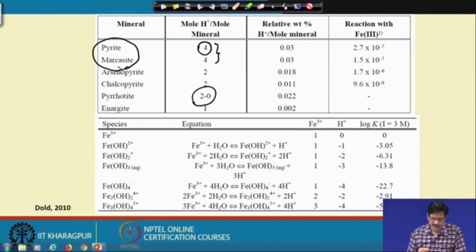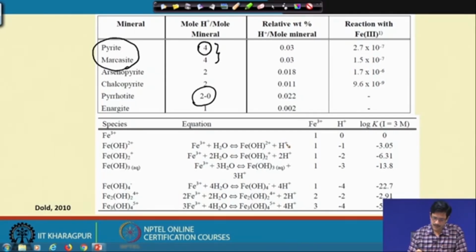Anyway, these are the species, and the iron bearing species are represented here. So Fe3 plus, FeOH 2 plus, where the H plus ion consumption is given in terms of 1, 2, minus 3, and the log K, the equilibrium constant values, where I is the ionic strength at about 3 molal and Fe3 concentration is almost 1. Here are the iron bearing species, and as you can see, the liberation of the H plus ions is shown here.